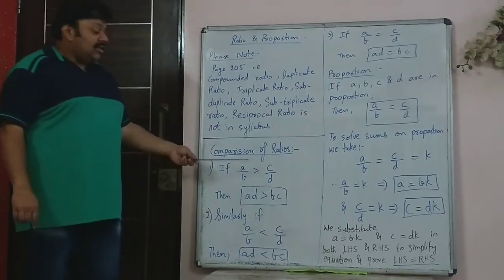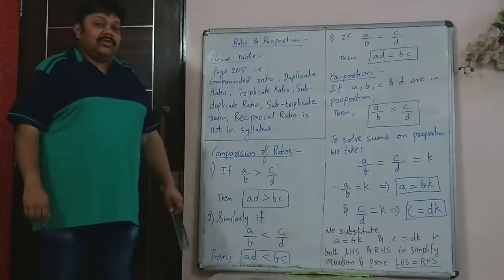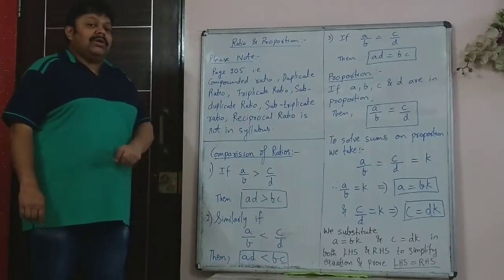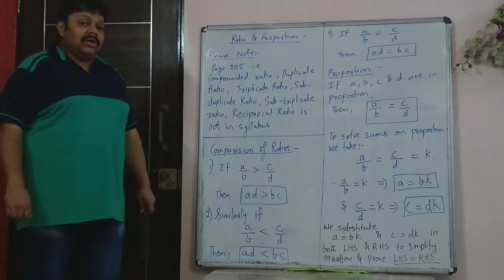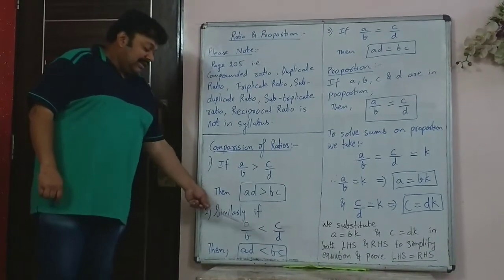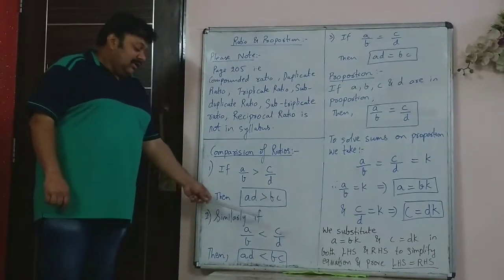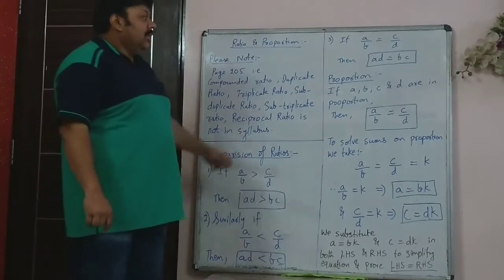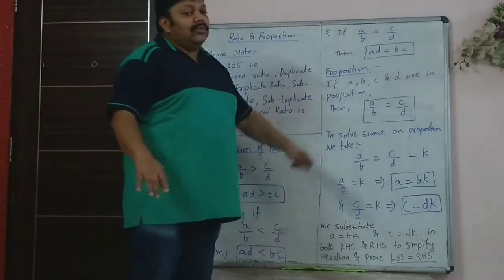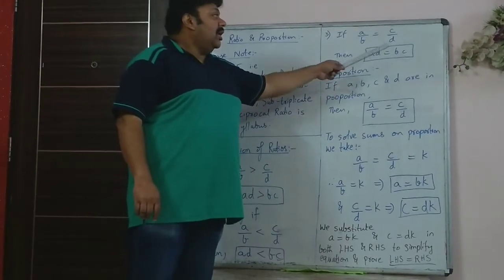We generally use it converse. That is, if A into D is greater than B into C, that means A upon B is greater than C upon D. Similarly, the other sign, if A upon B is less than C upon D, then it would mean that AD is less than BC. And last we have, if A upon B and C upon D are equal, that would mean AD is equal to BC.